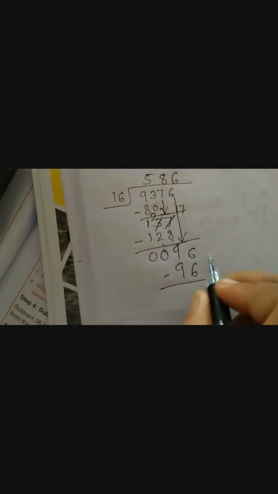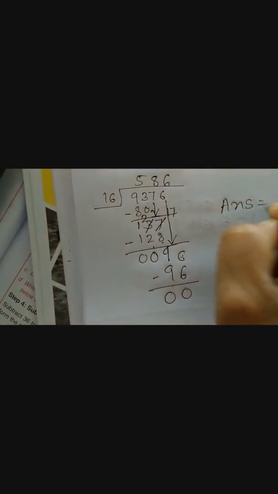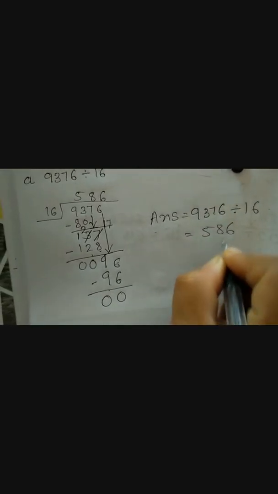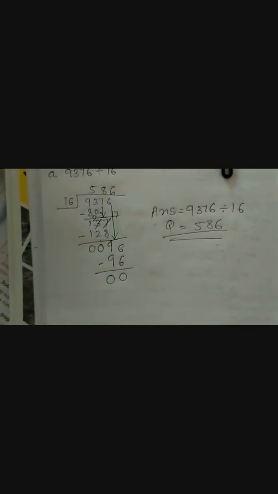6 minus 6, 0. 9 minus 9, 0. So here the answer is 9376 divided by 16 is equal to 586. The quotient is 586. Now students, I will give you 1 minute, so you have to complete your work.